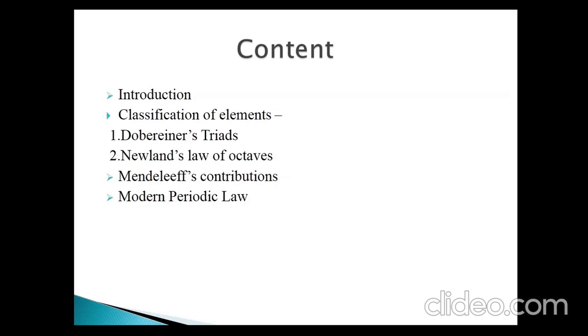First we are going to see the introduction, then we are going to study classification of elements. In classification of elements, we are going to study Döbereiner's law of triads, Newlands' law of octaves. Then we are going to study Mendeleev's contribution and the modern periodic law.